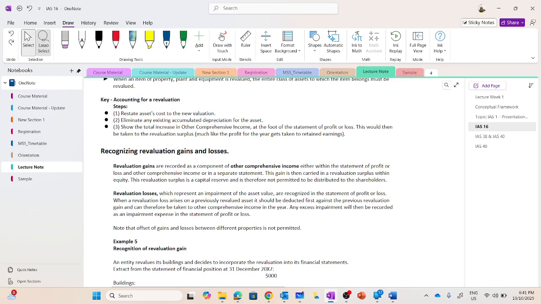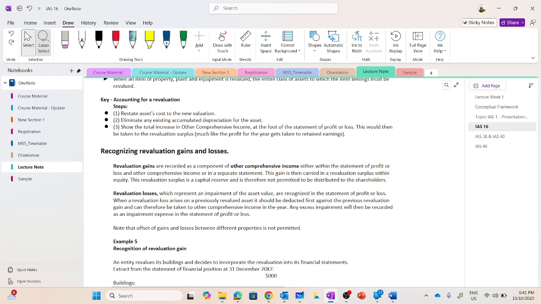I'm not talking about other comprehensive income. I'm talking about other income. For instance, after we have calculated the gross profit, we have other income, we have expenses. The other income, we should not recognize a revaluation gain there, based on the prudence concept.